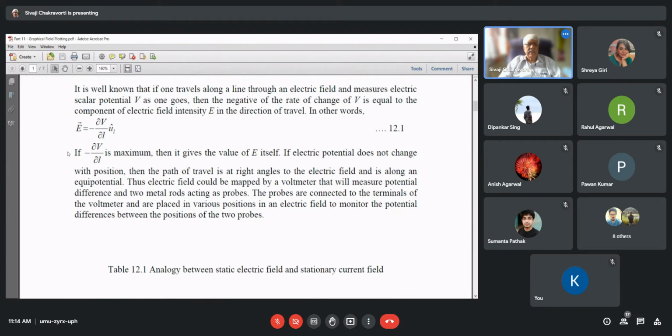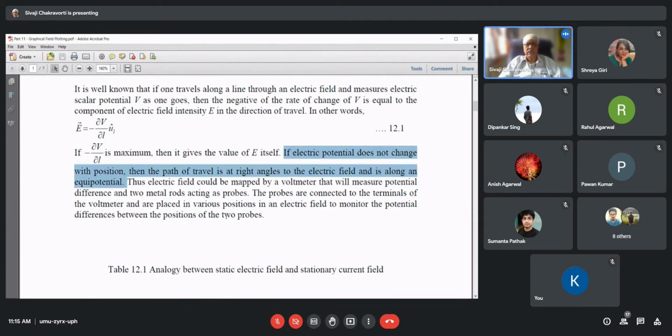And if this minus del V del L is maximum, then it gives the value of E itself, because by definition, the potential gradient is always the maximum value of that slope at a particular point, and that always gives the E.